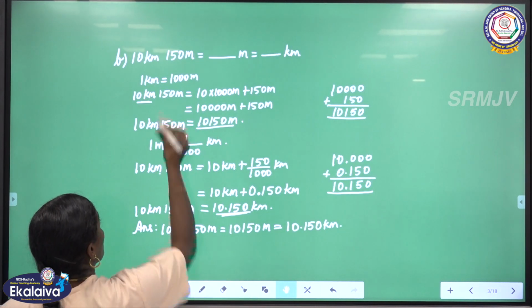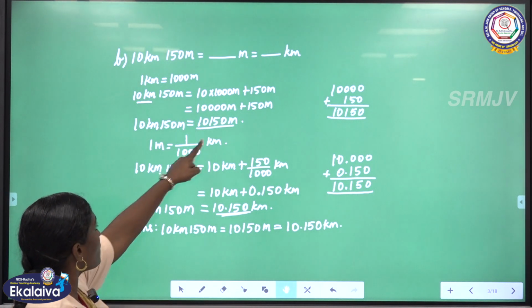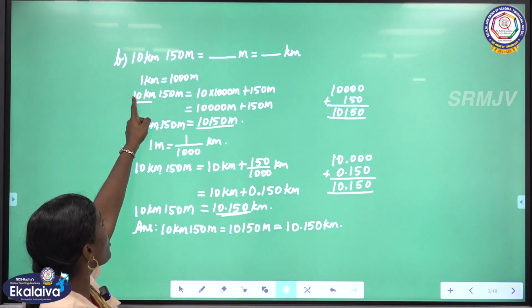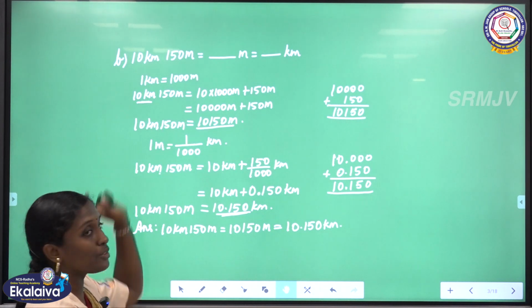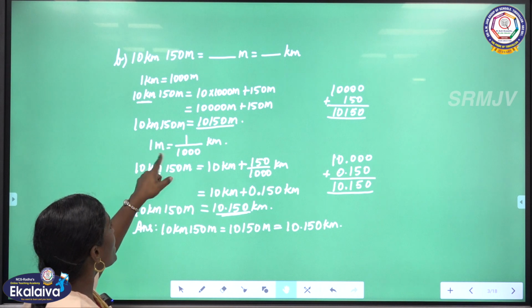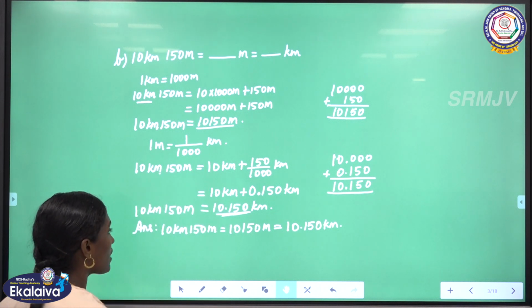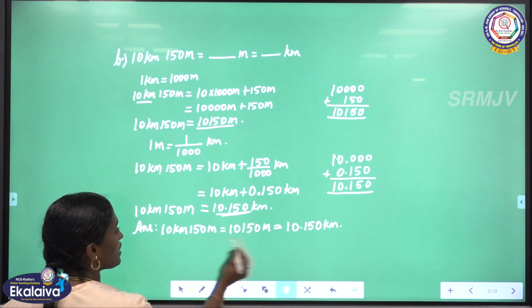Here the given question is 10 kilometer and 150 meter. First we convert it into meter. Greater unit to smaller unit, by using multiplication we convert, and then meter to kilometer, smaller unit to greater unit, by using division we have converted. So this is the answer.